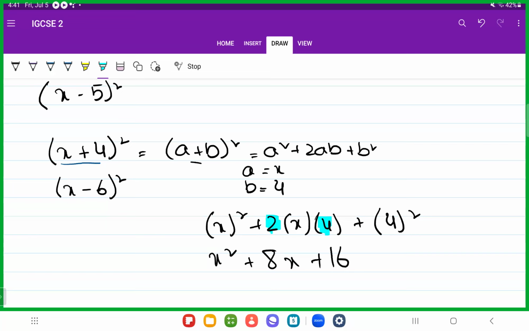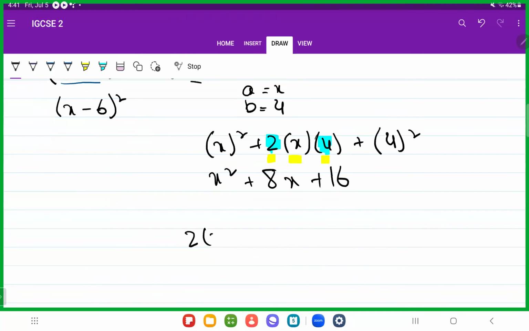Miss, when we multiply 2 by 4, why do you put x beside it? Because it's not only 2 times 4, right? It's also 2 times x times 4. So that is solved by 2 times x times 4. So it's basically three terms being multiplied.